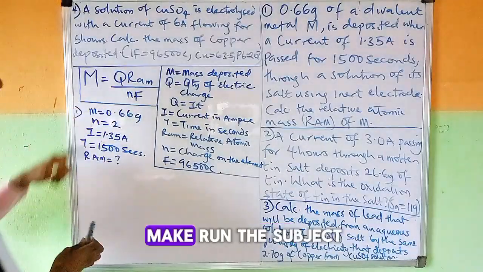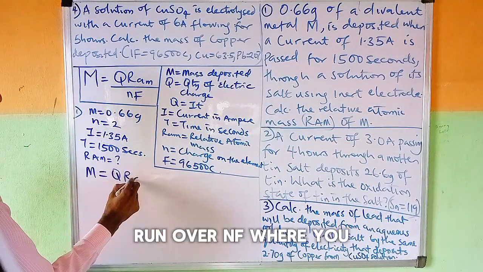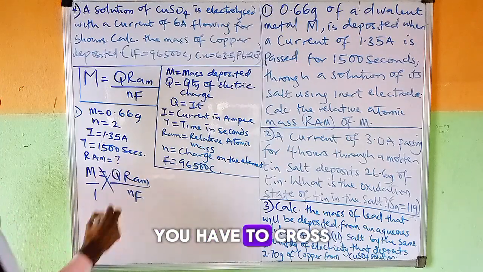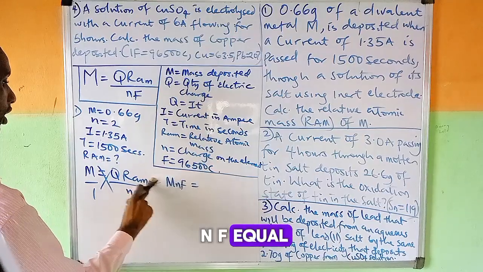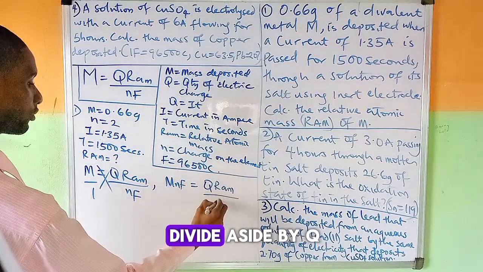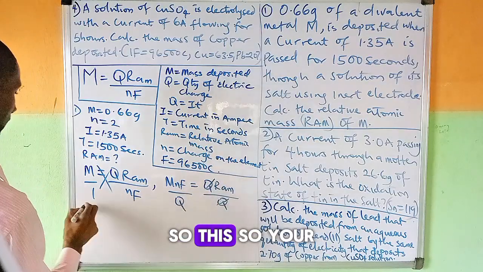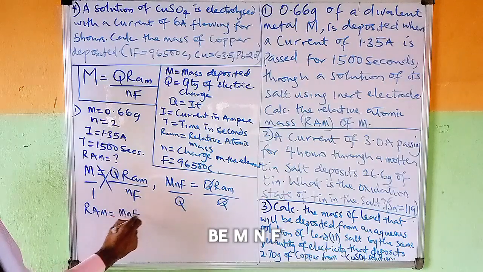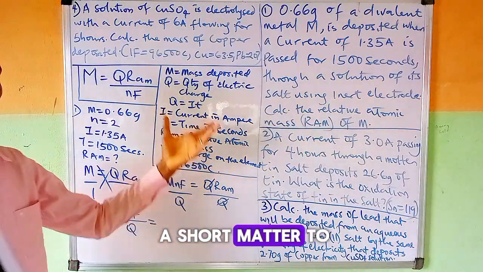Alright, so if you are going to make RAM the subject of formula, M equals Q RAM over NF. When you cross multiply, you have MNF equal Q RAM. And so you divide both sides by Q. This cancels this, and so your RAM is going to be MNF all over Q. So that will be a short method to answer this question.